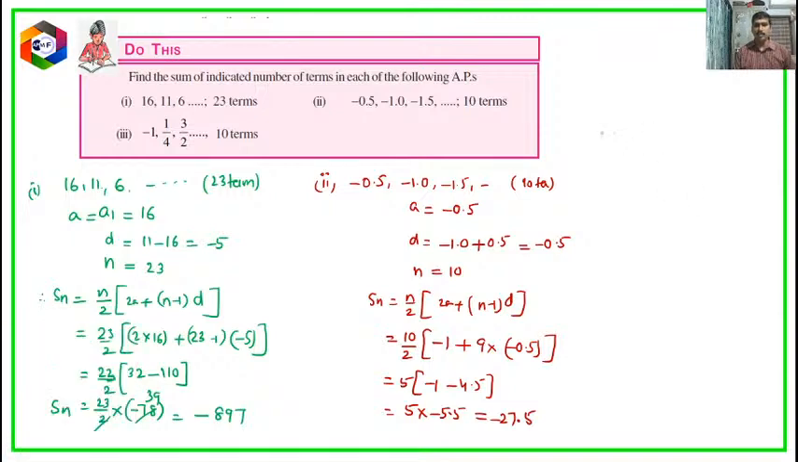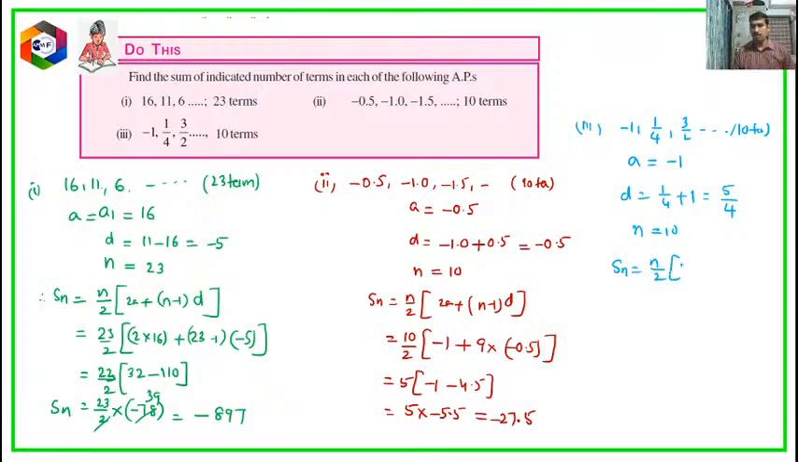In the third one, observe minus 1, 1 by 4, 3 by 2 and so on, 10 terms here. So A is equal to minus 1 and D is equal to 1 by 4 minus of minus 1, that is 1 plus 1 by 4, which is equal to 5 by 4, and N is equal to 10. Now Sn is equal to N by 2 into 2A plus N minus 1 into D. Here N is 10, so 10 by 2 into 2A, that is minus 2, and this is 9 into 5 by 4. Why? Because N minus 1.